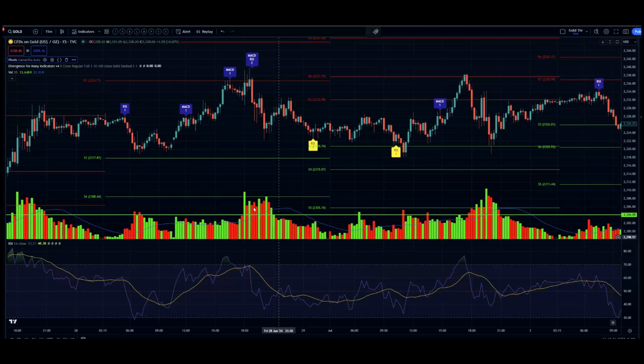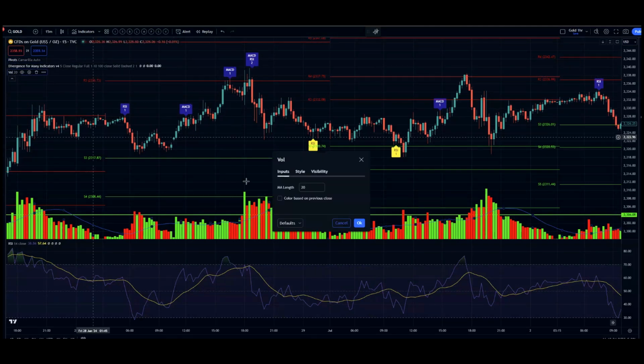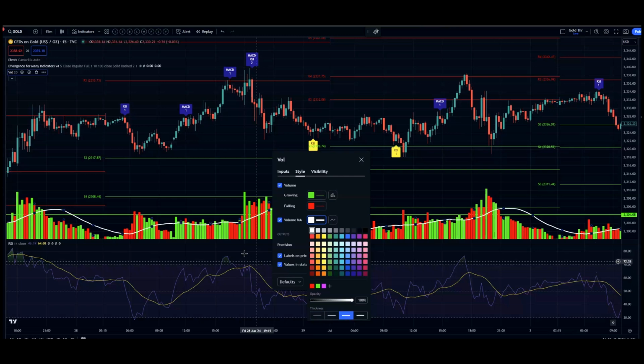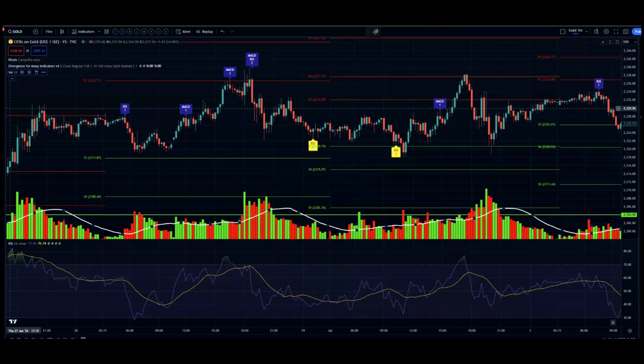Keep the volume as is, and keep the volume MA. So the volume MA is important. Maybe do it white, so that will help us understand the market volume pattern as well.